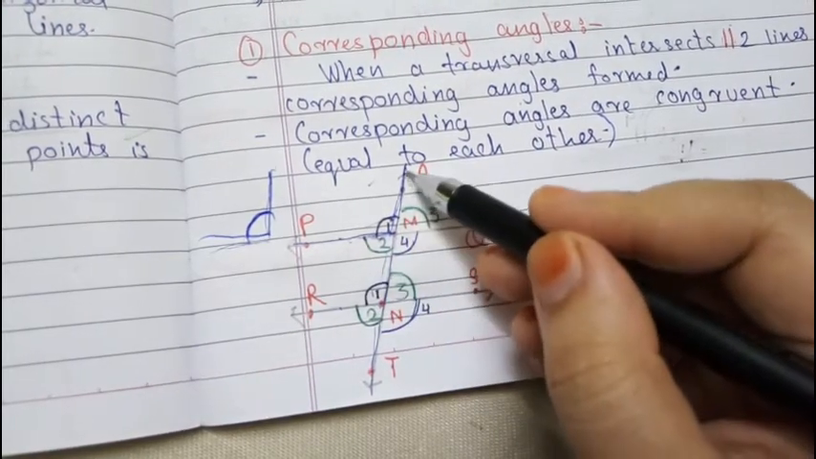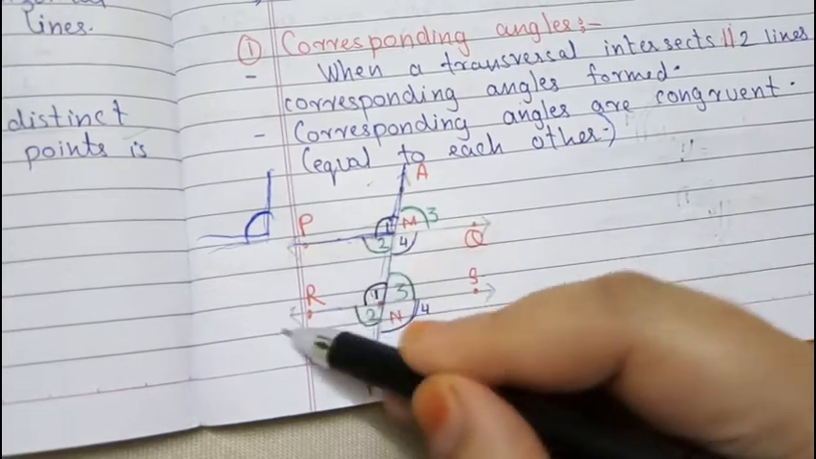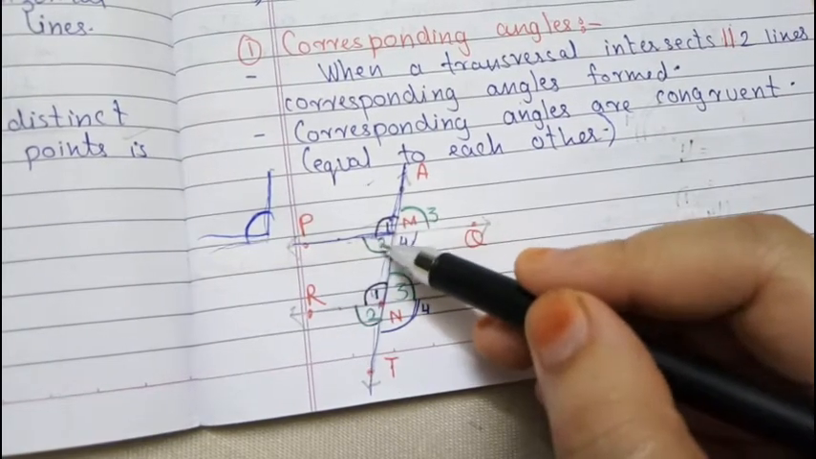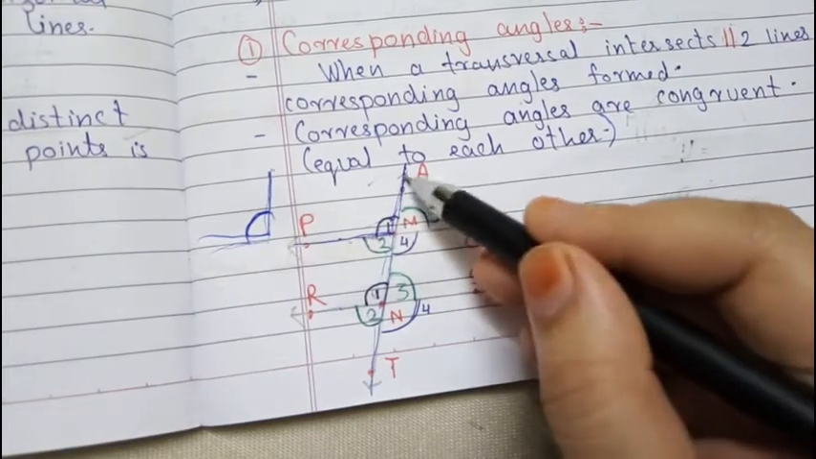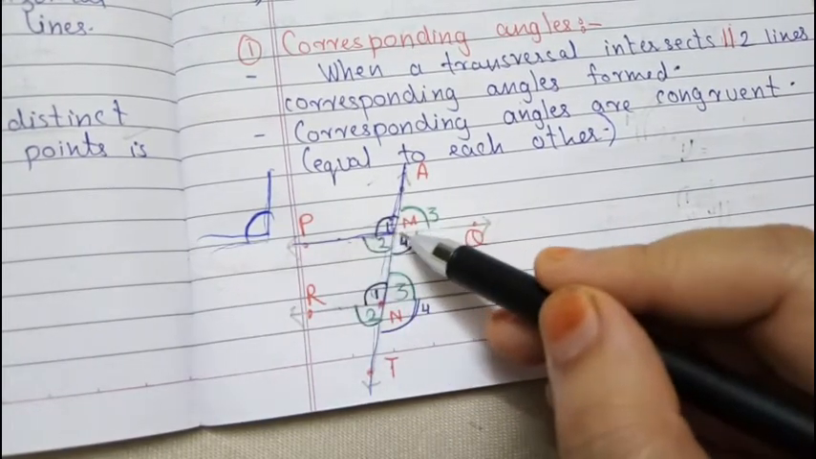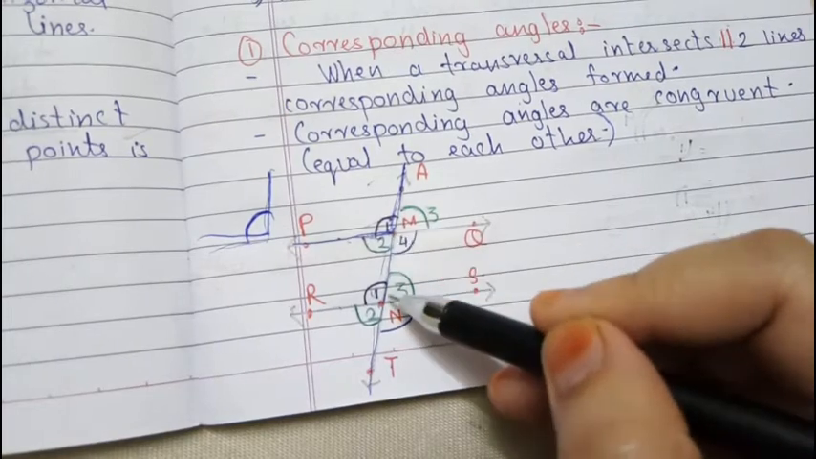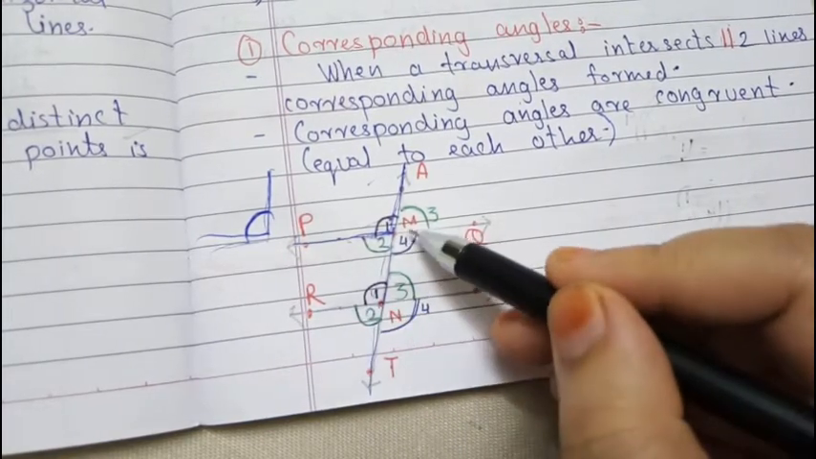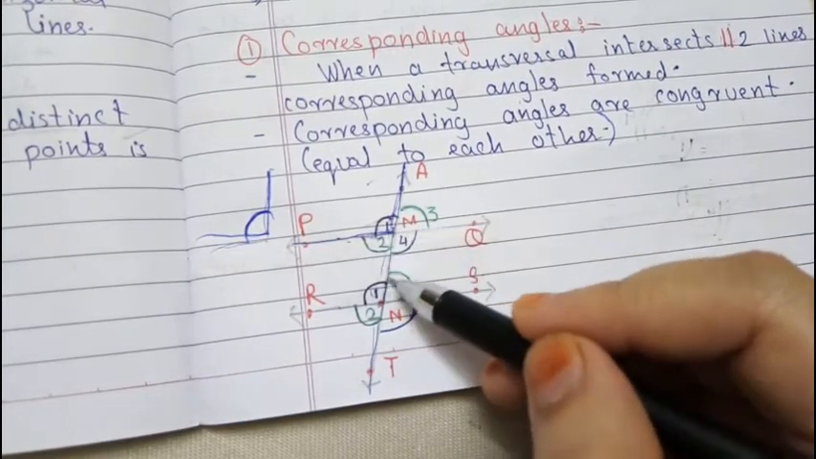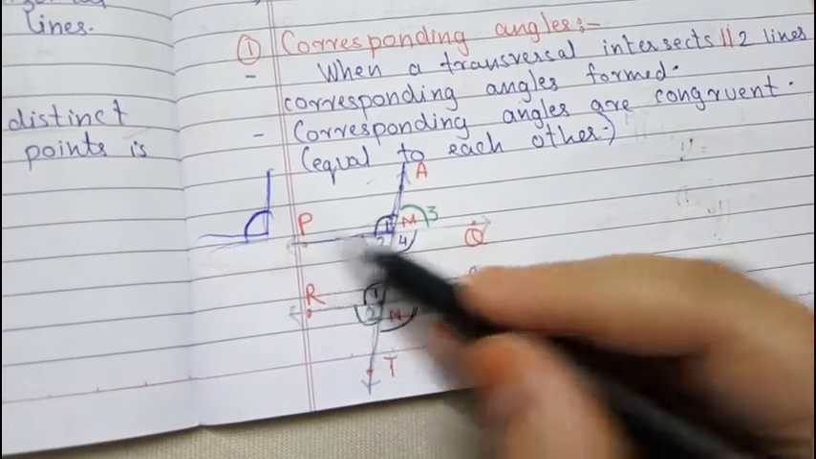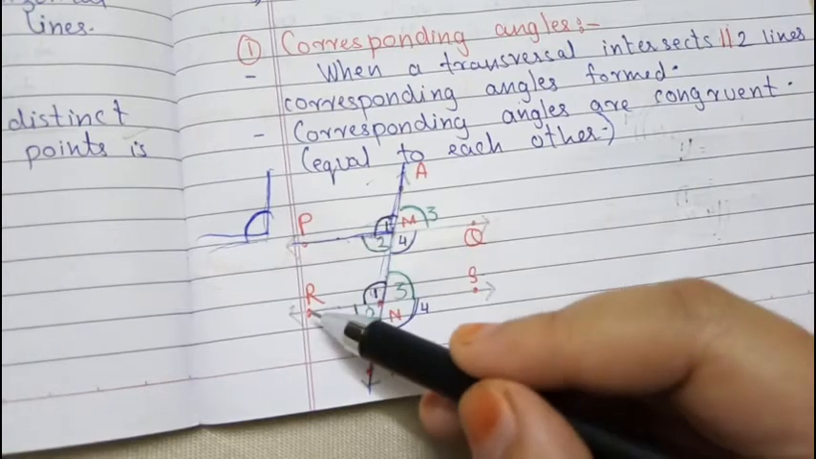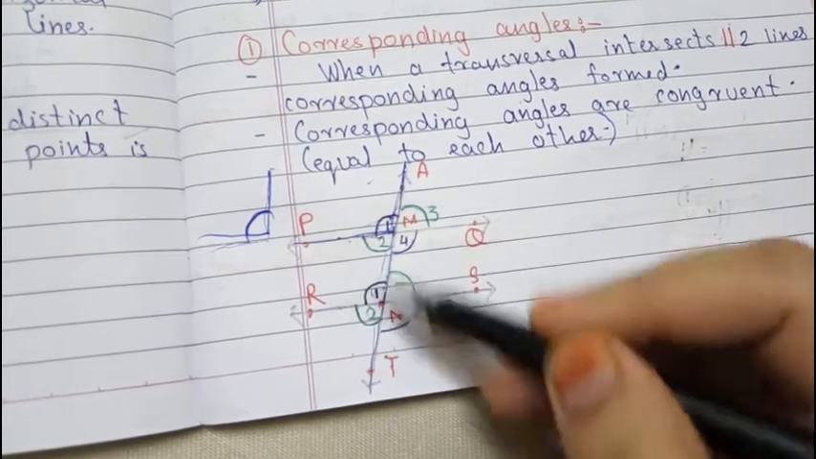Like here, you can see I have written 1. So this angle AMP will correspond to angle MNR. This is N and this is M. So these are the corresponding angles, first pair, and the next pair will be here. You can see here angle PMN and angle RNT. This is the second pair.